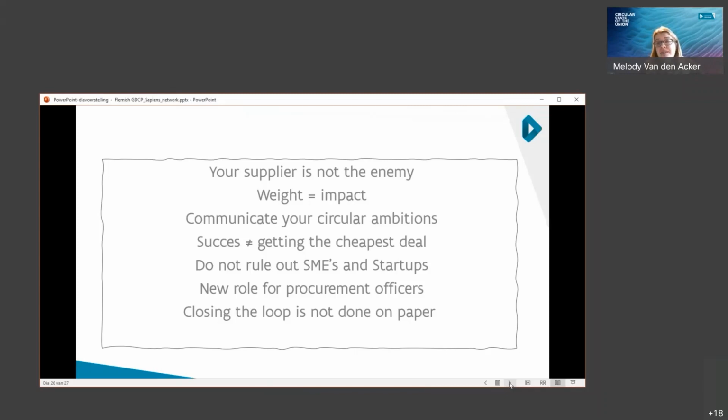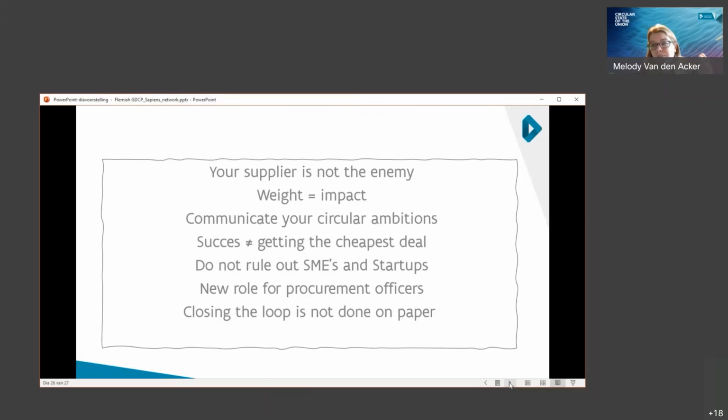And also, of course, this is not solely the task of the procurement officer anymore. This is the task of the management, the procurement officer, but also the CSR manager, the financial department, the legal department. So it's really important that these people come together, but also the contract manager. It doesn't stop just when the contract is signed. And so this brings me to my last point, that closing the loop is not done on paper. This is sort of a classic example: you buy a very expensive cradle-to-cradle office chair, and then the armrest gets broken and it ends up in landfill.